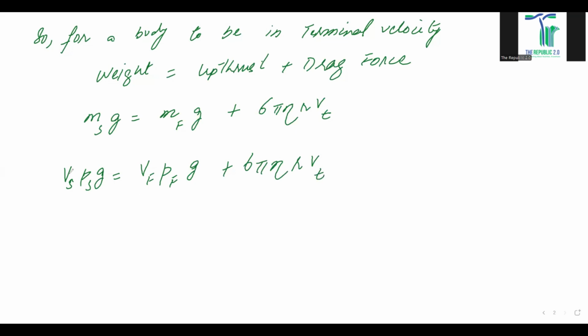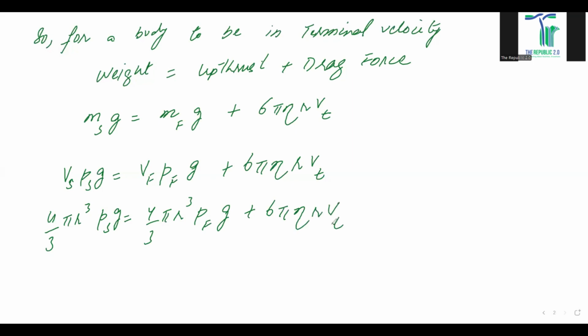Now I'm just going to plug in the values for the volume. Everybody knows that the volume of the sphere would just be 4/3 pi r cubed times rho s, times G. And then again 4/3 pi r cubed times rho f times G, plus 6 pi eta R VT. We just need to rearrange all these variables to get the terminal velocity.